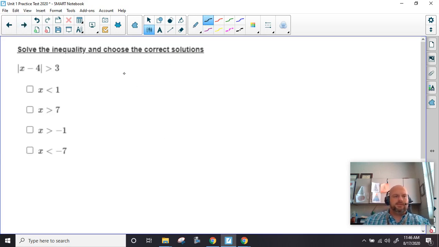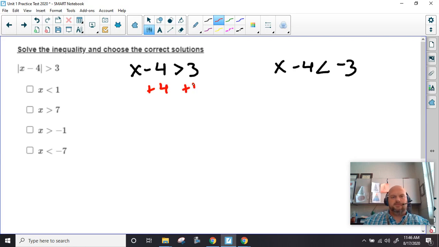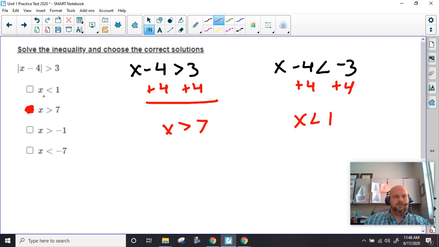All right, this one right here. Remember, it's the same, but then you flip the sign when you multiply it by a negative. So we add 4 to both sides. We got x greater than 7. So here's one of them. X is less than 1. Here's the other one. So yeah, they all look super similar.